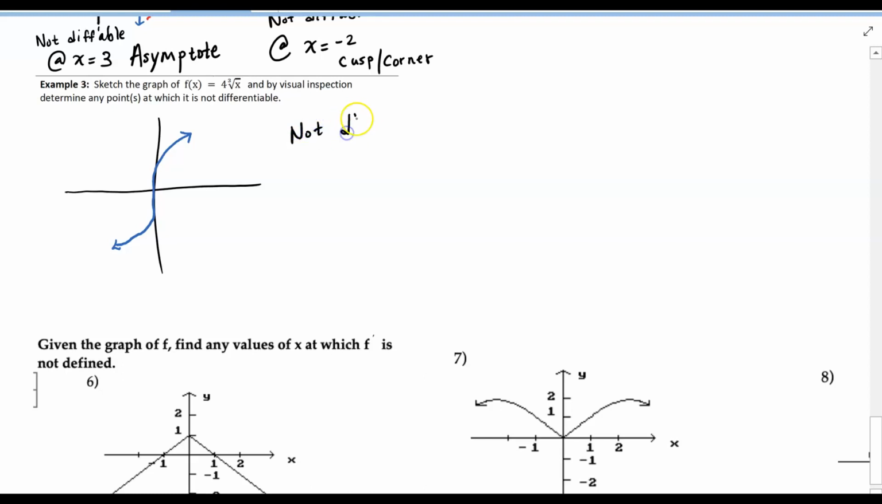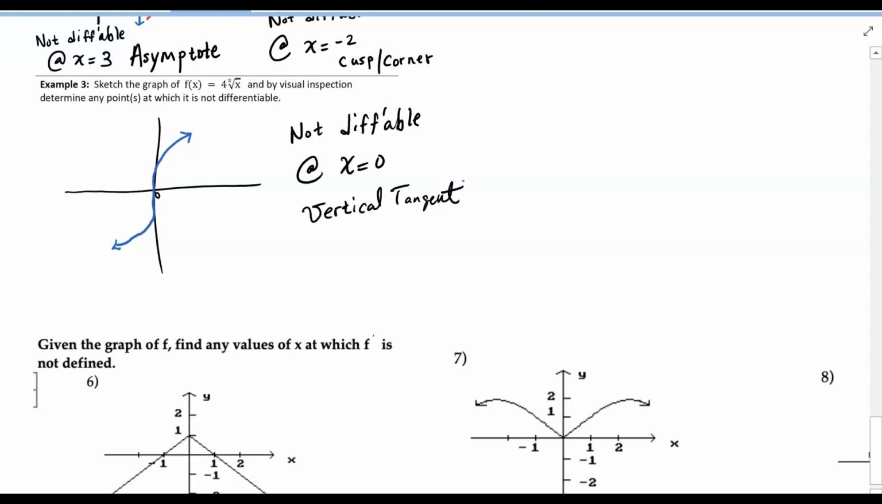This one is not differentiable at x equals 0. Why? There's 0 right there. Okay. Why? Simple. Vertical tangent. That's why. It has a vertical tangent.